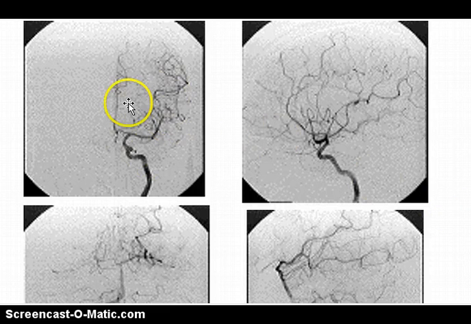First, this is an AP view of the internal carotid. And the reason we know that is because only half of the brain is being imaged. So this is the internal carotid, this is where it bifurcates, this is the anterior cerebral, and then this is the middle cerebral. Those are the two main branches off of that.